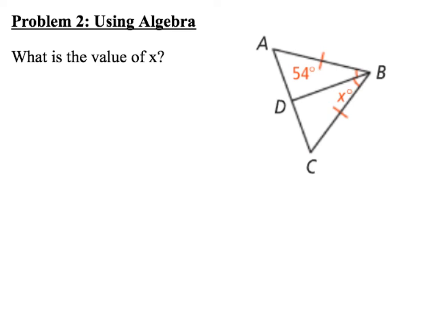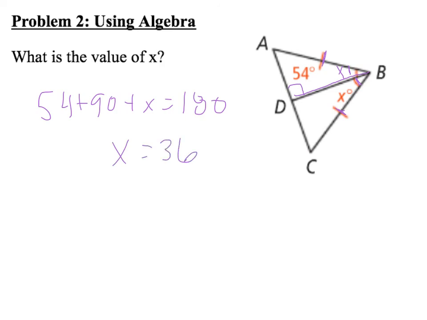What is the value of x? Well, I can see that I have an isosceles triangle right here. I see that this line bisects, so I know that this is 90 degrees. So if this angle is x, then this angle is also x. So I can write up an equation: 54 plus 90 plus x is equal to 180. And then I would solve for x. I get x is equal to 36 degrees.